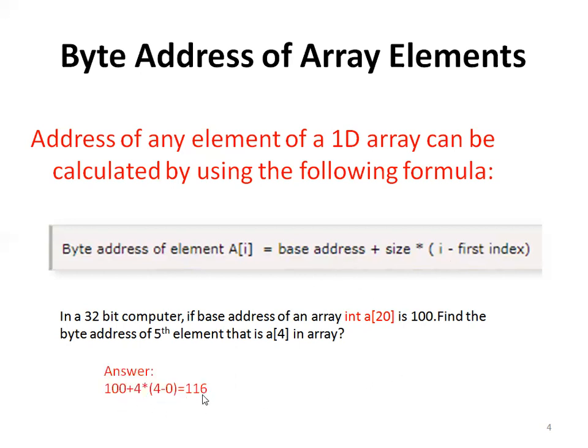The answer is 116 byte. 100 plus 4 into 4 minus 0. 100 is the base address and 4 is the size of the element, into 4, here I is 4, and minus 0 is the first index in the array. So this is 116.